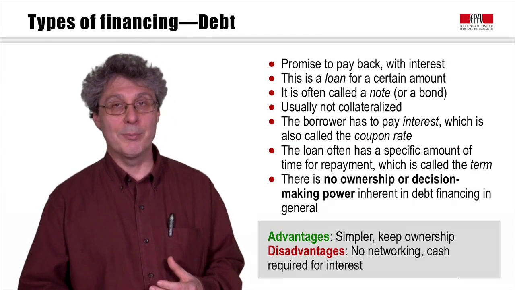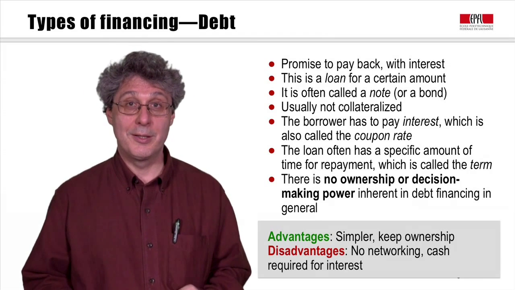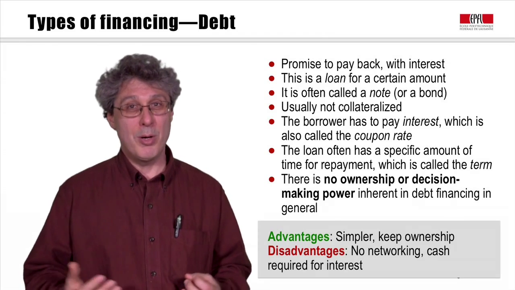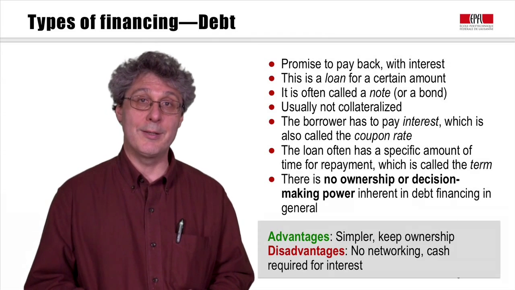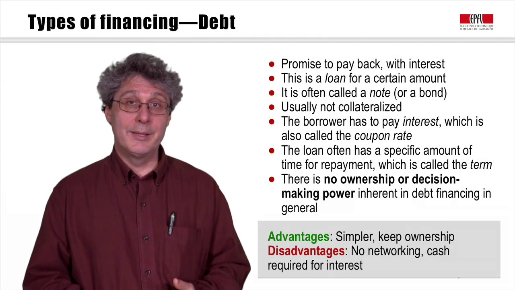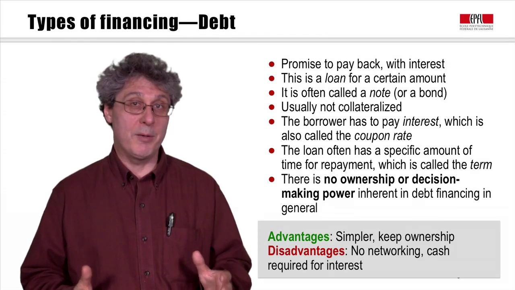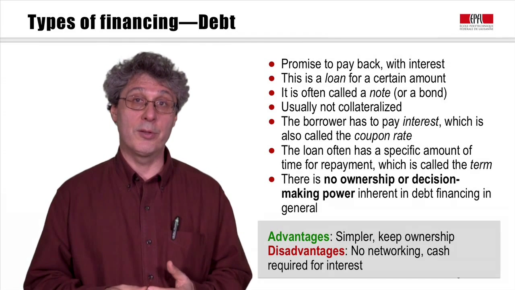Of course, some lenders, like your family members, may give you a loan with no interest. They want to get their principal back. But most investors will want to receive interest. It's also called the coupon rate of the loan. And the loan usually has a fixed time for repayment, 1 year, 2 years, 5 years, and that's called the term of the loan.